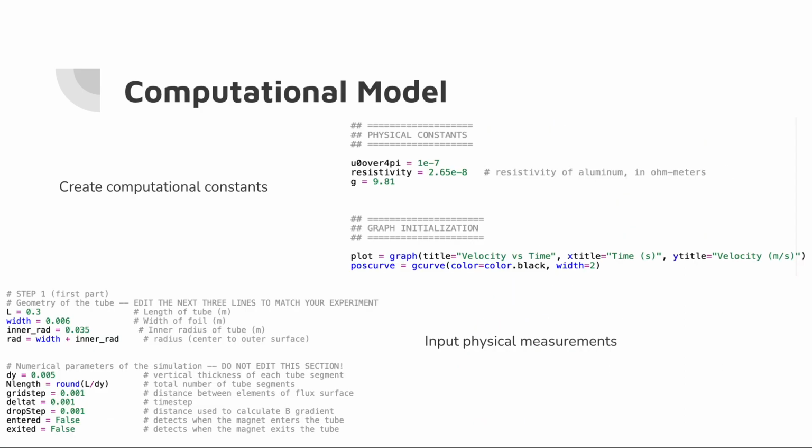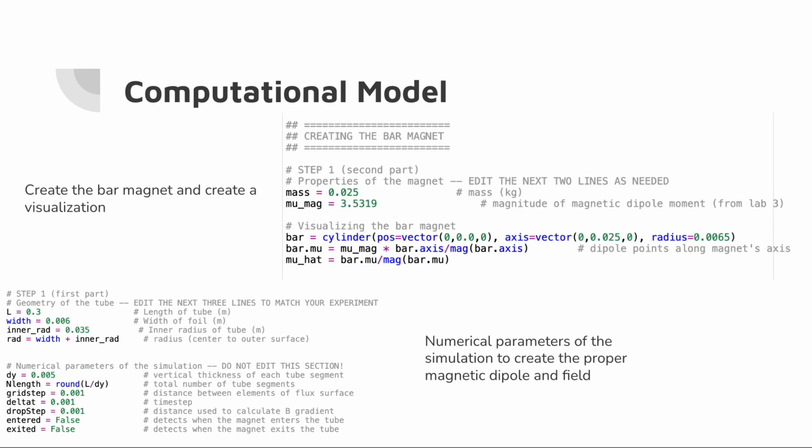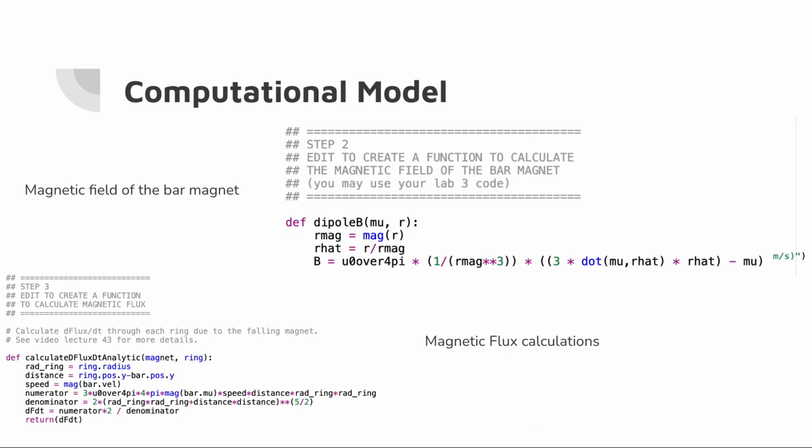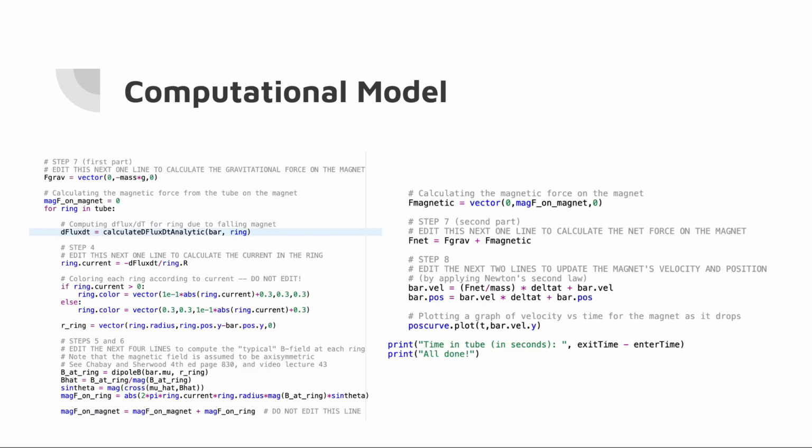We created a computational model using GlowScript. First, we made our computational constants, including gravity and resistivity. Then we used our physical measurements that we took in the lab. We created a bar magnet visualization and numerical parameters for the simulation to create the proper magnetic dipole and field. We created the magnetic flux of the bar magnet and calculated the magnetic flux.